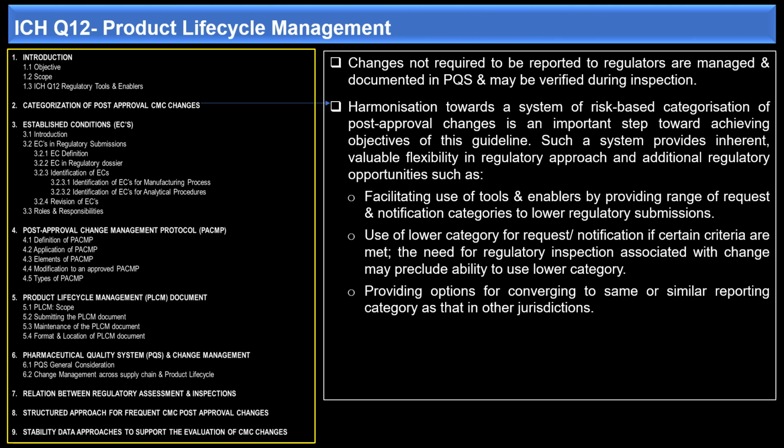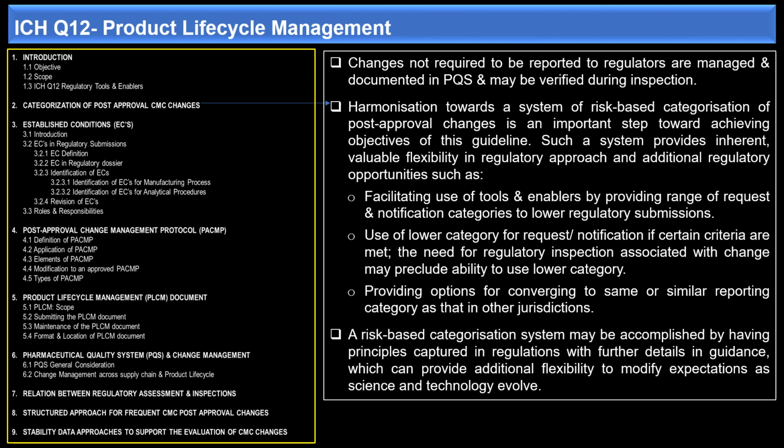Harmonization towards a system of risk-based categorization of the post-approval changes is an important step for the objectives of this guideline. Thus, such a system provides an inherent valuable flexibility in the regulatory approach and provides opportunities for lowering the regulatory submissions, use of a lower category for request and notification if certain criteria are met, and providing options for converging to the same or similar reporting category as that in other jurisdictions. A risk-based categorization system may be accomplished by having principles captured in regulations with further details in guidance, which can provide additional flexibility to modify expectations as science and technology evolve.